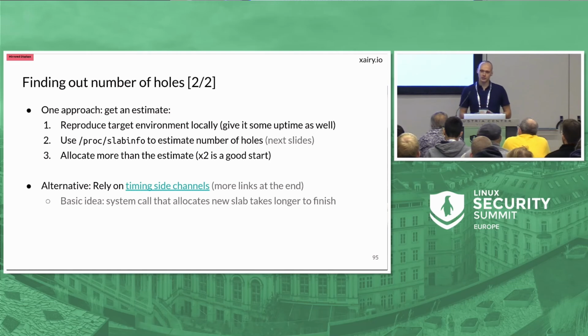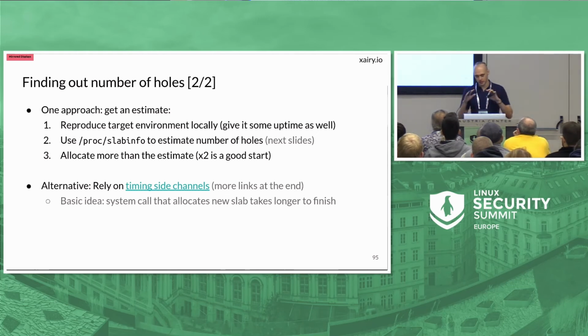There is an alternative which I will leave out of scope. This alternative relies on timing side channels to figure out the moment when you get a new active slab. The idea is you keep allocating objects and you keep measuring the time the syscall takes to allocate a certain object. And the moment you see that the syscall took a while longer than before, probably this is the moment the SLUB allocator had to go to pagealloc to allocate a new active slab, and this is how you can figure out through a side channel that you got a new active slab. I do have some links about this approach at the end, but I will leave this out of scope, so let's just discuss the simple approach.